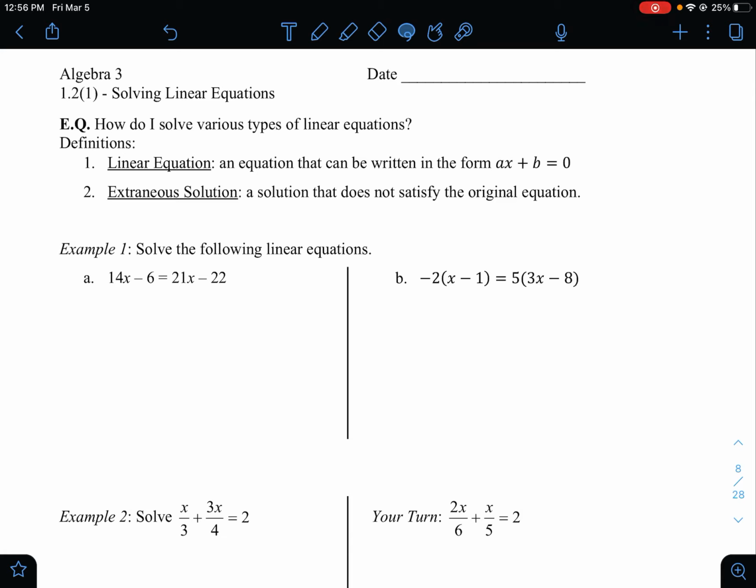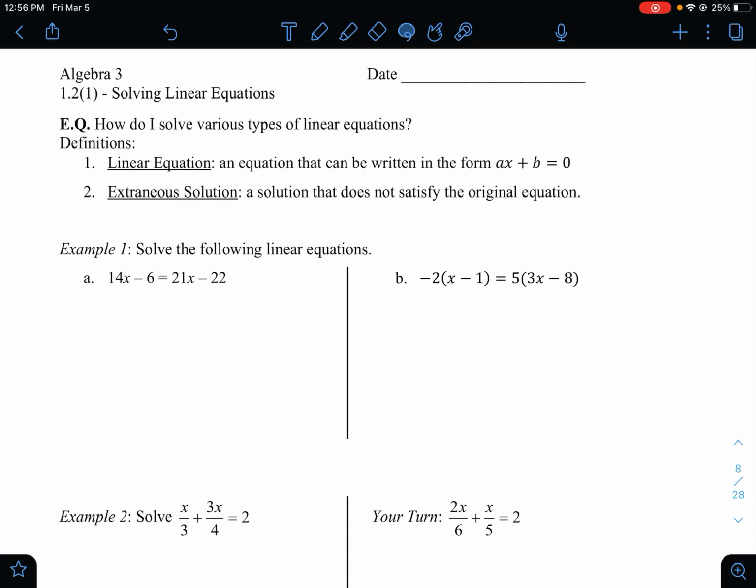So because of that, we need to think about extraneous solutions, which is just a solution that does not satisfy our original equation. So say we solve an equation, we end up getting two answers for x. We substitute both of those answers back into the original problem, and one or both maybe don't work.